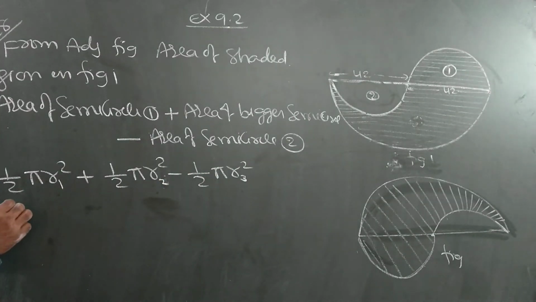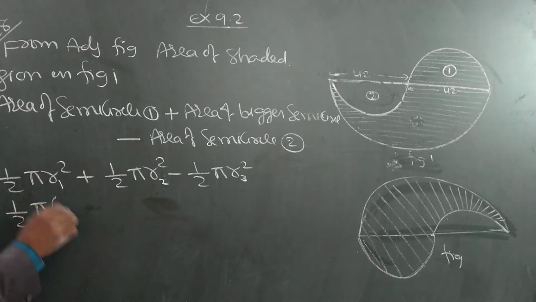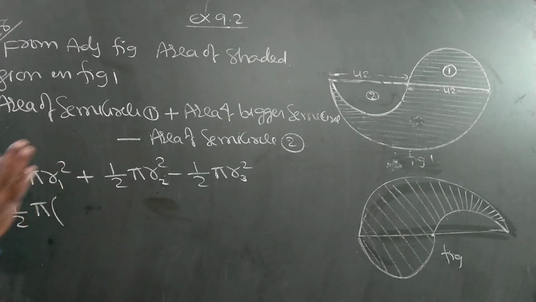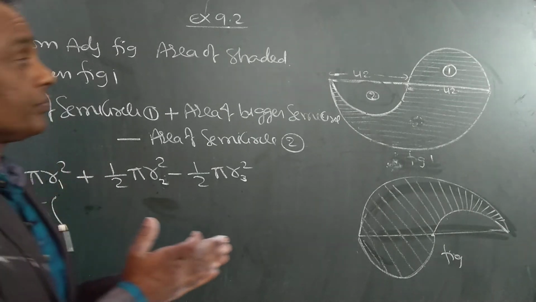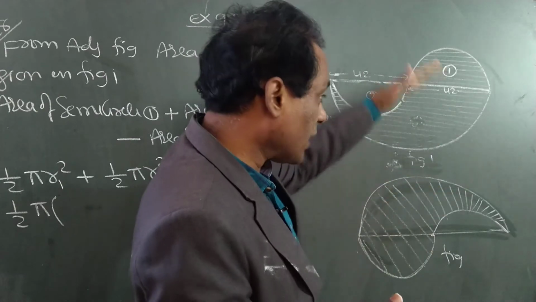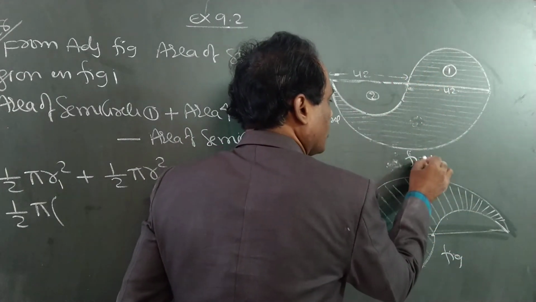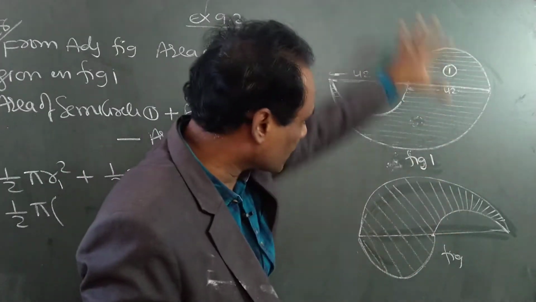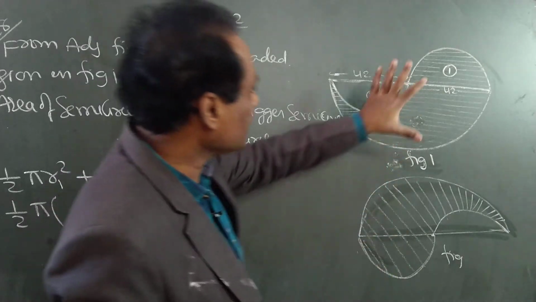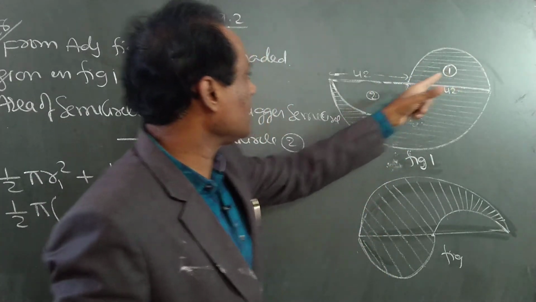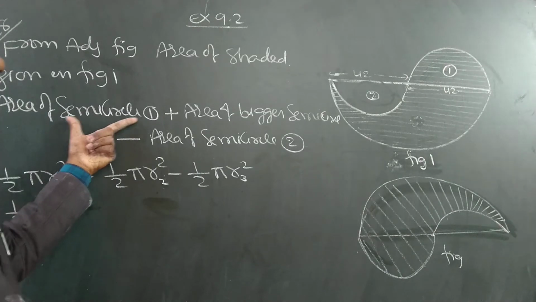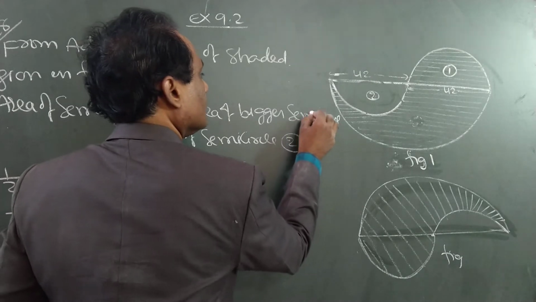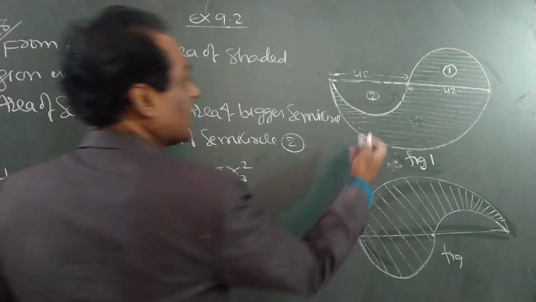See here. Half pi r square. This important step, if you see, then the remaining part is only simplification. Concept will be over. First concept is to find the area of these two diagrams. I will find the area of this first diagram only and I will multiply with 2. After getting the answer, I will multiply with 2 to get the total of both areas. So in this first figure, area of semicircle 1 plus area of bigger semicircle minus area of semicircle 2.